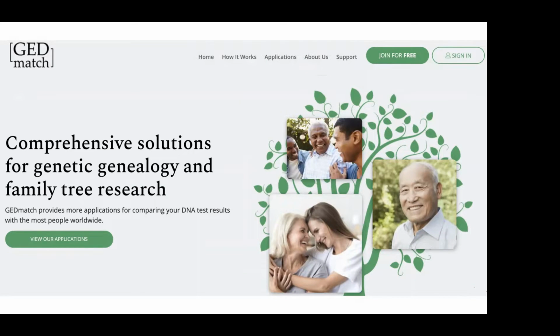Gedmatch is the granddaddy of third-party DNA tools. You can upload your raw DNA data and uncover matches with people who did a different test. You can also upload a GEDCOM file of your family tree and automatically compare it to the trees of others. The site has many free tools for analyzing your data and some additional tools that require a subscription.